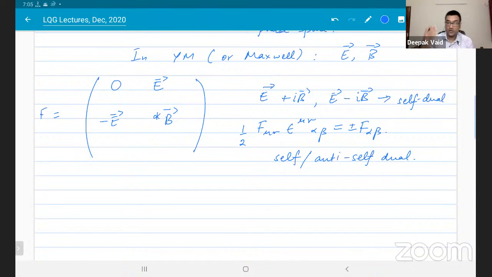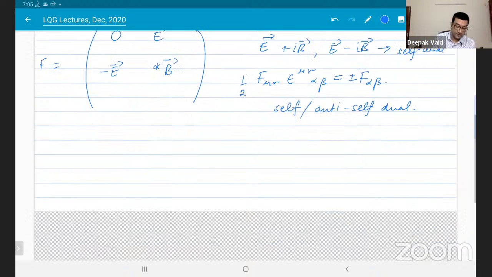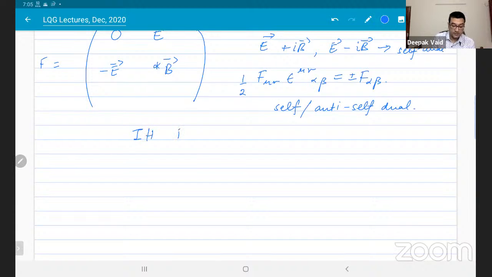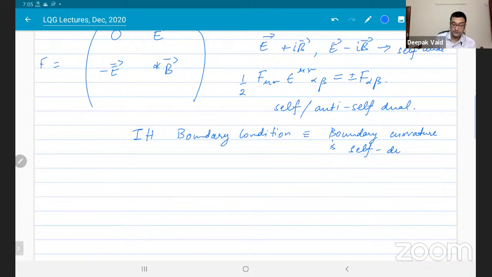So this condition on the boundary reduces to saying that the field strength tensor is self-dual. So the isolated horizon boundary condition is equivalent to saying that the boundary curvature, and only the boundary curvature, not the bulk, is self-dual. Okay.